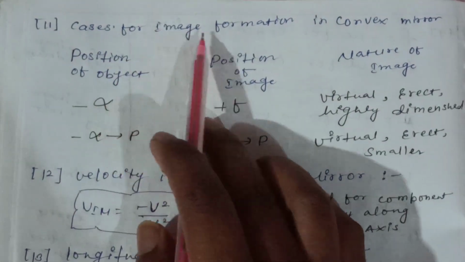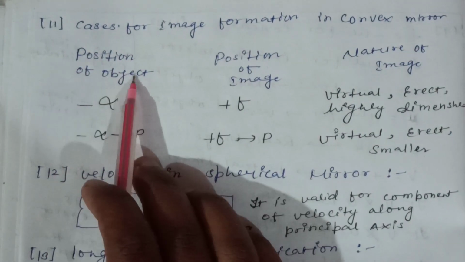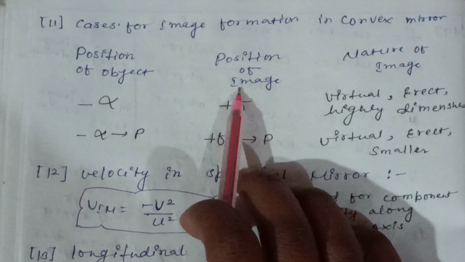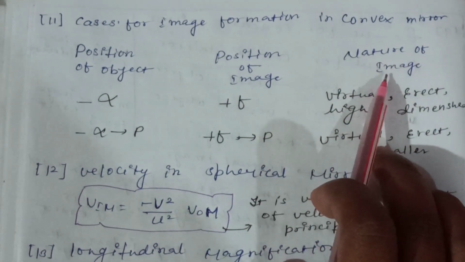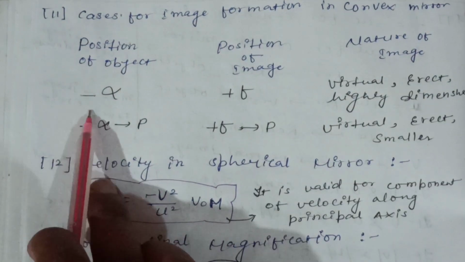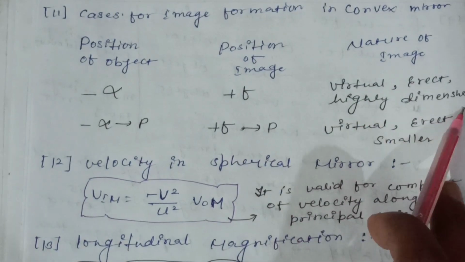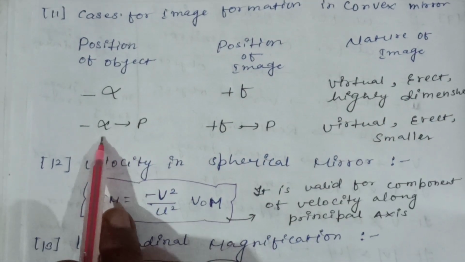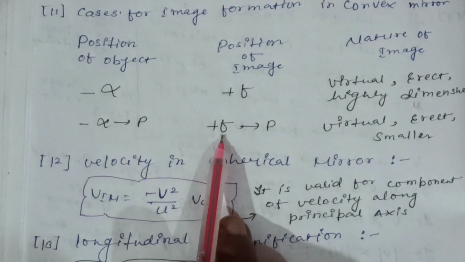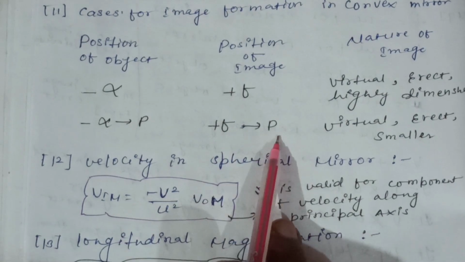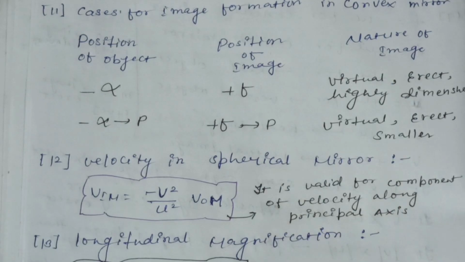Cases for image formation in a convex mirror. Position of object, position of image, nature of image: minus infinity to plus f, virtual, erect, highly diminished. Minus infinity to P, positive f to P, virtual, erect, smaller.